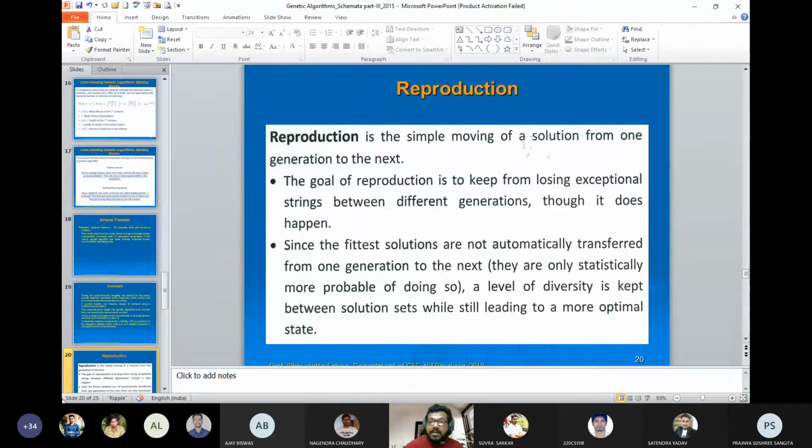If you look into a multimodal graph, suppose you are working on a maximization, you may be moving far away from the peak. So you will be out of the best solution.